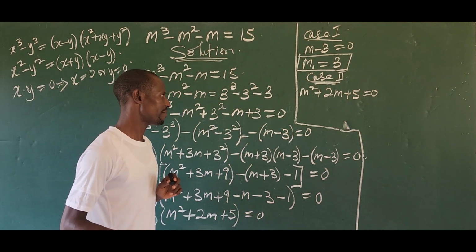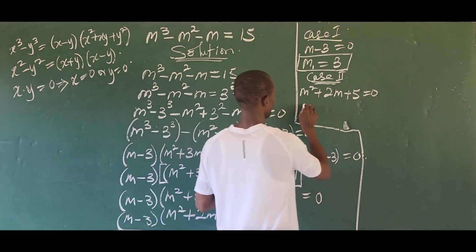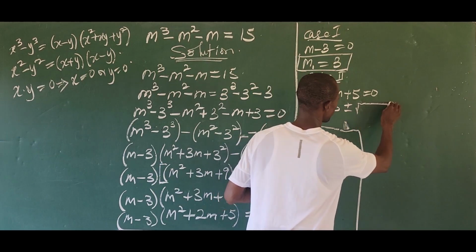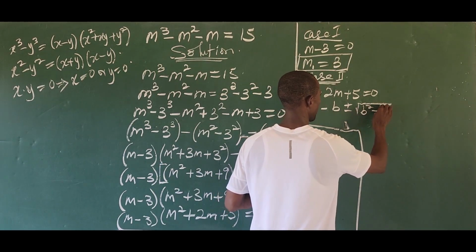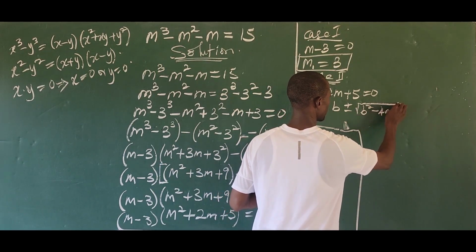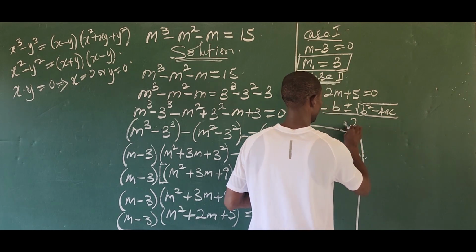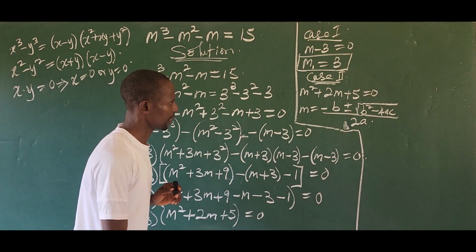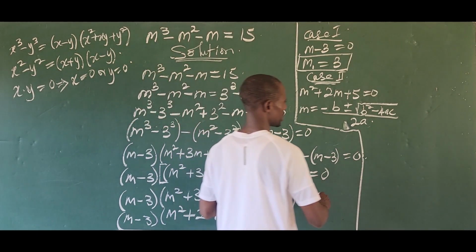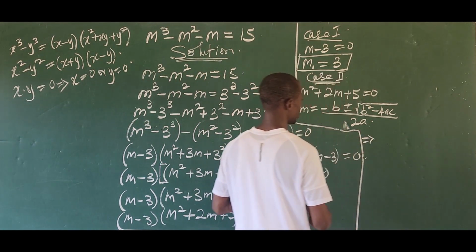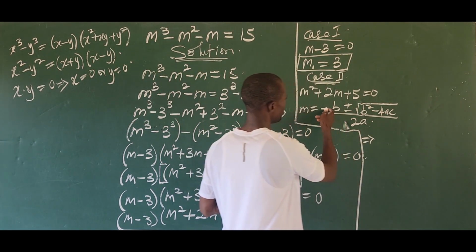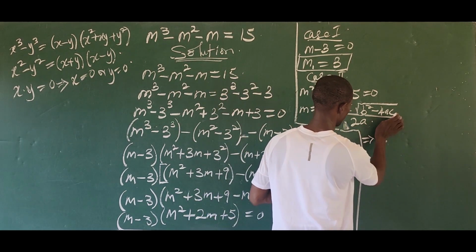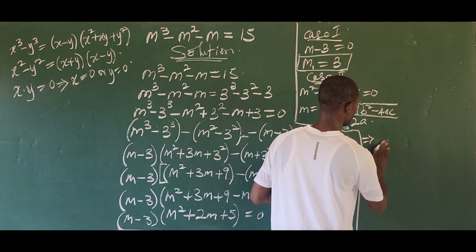So applying the formula method, we're going to have m equal to minus b plus or minus the square root of b squared minus 4ac, all over 2a. Simple. Okay, so we just have to substitute into the system. If we substitute, what is our b? Our b is positive 2, so it's going to take minus because we have minus in the system.